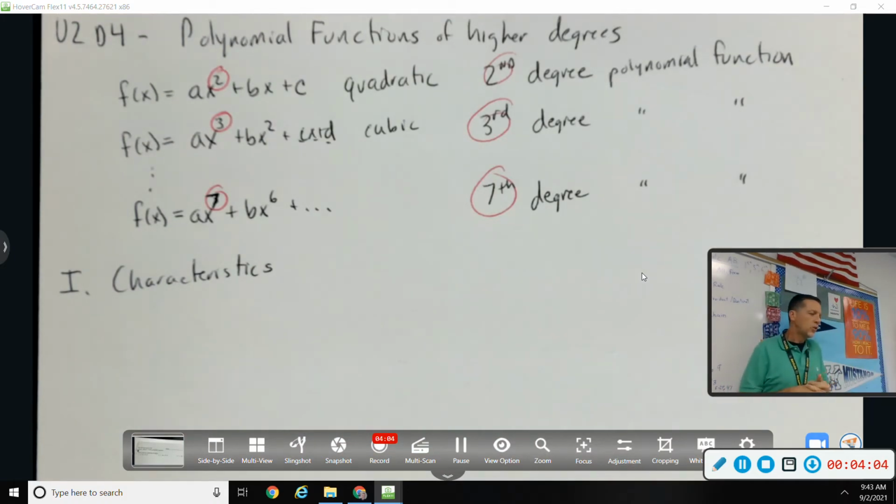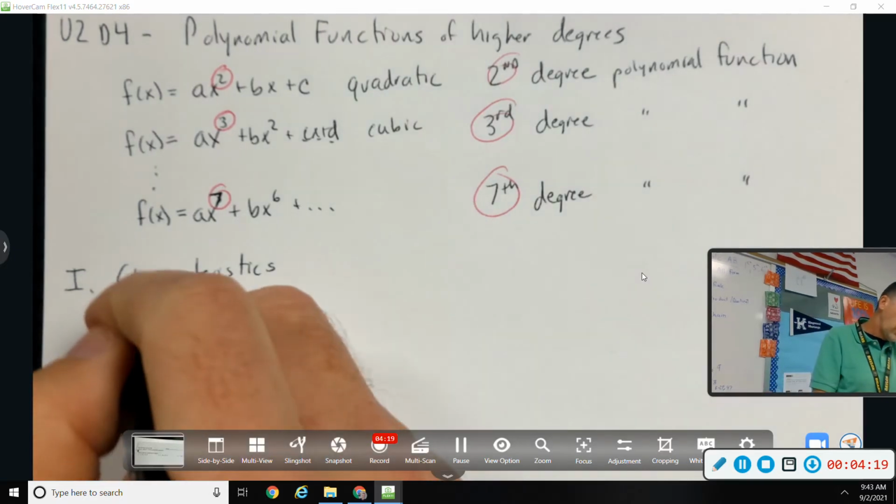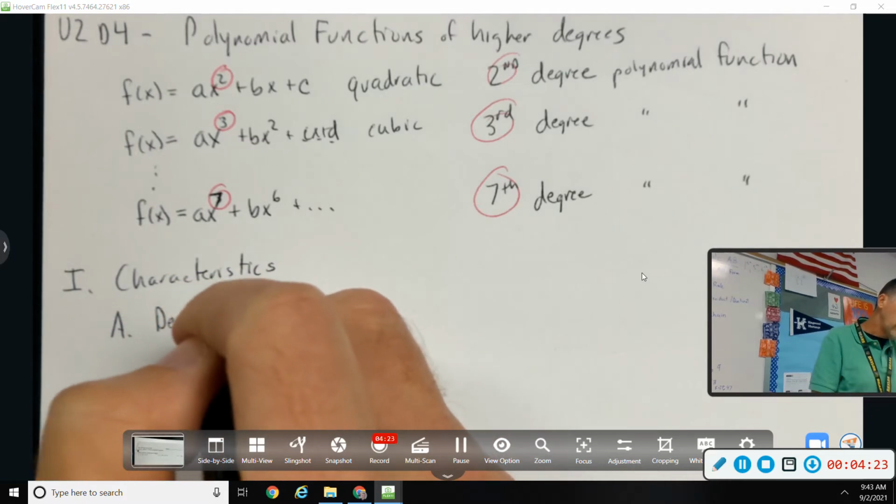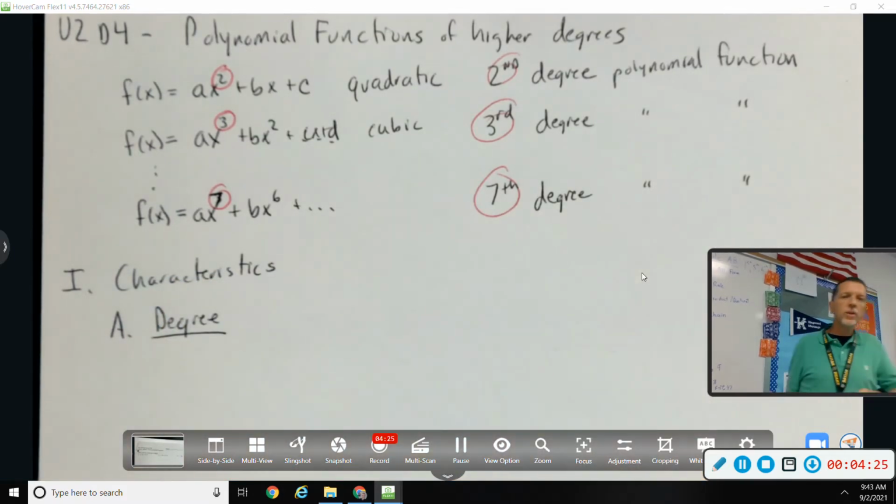All right, so 2 Roman numerals today, both kind of long, and then we'll do some examples that cover everything. Because we're going to cover a whole bunch of characteristics of the polynomials. All right, characteristic number 1, degree. We talked about what degree it is already. 2nd degree, 3rd degree, 12th degree, whatever.